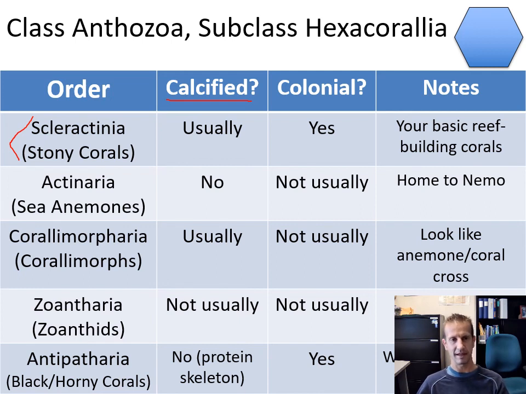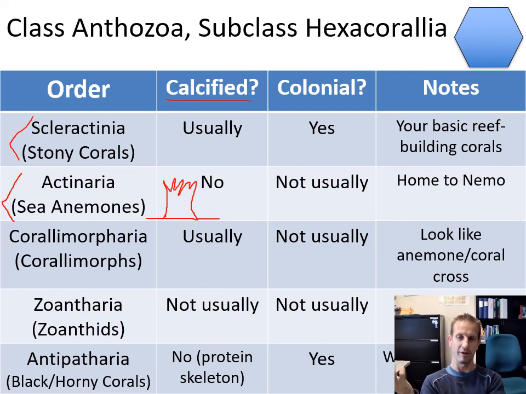Also in the phylum, but not contributing to the physical structure of reefs, really, is the order Actinaria, the sea anemones. So sea anemones are usually just like a single polyp out there by itself. They don't have a calcium carbonate skeleton. They're just a jelly-like polyp that attaches to the bottom. Sometimes they can be colonial, but usually they're solitary, meaning it's just one polyp by itself.